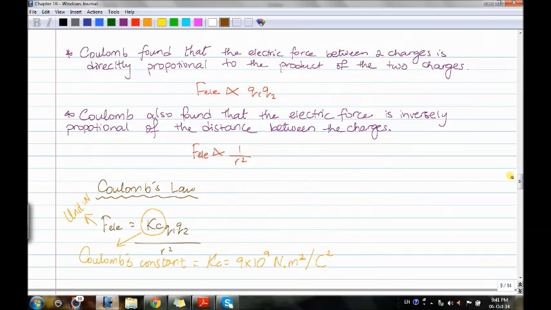Now Coulomb found that the electric force between two charges is directly proportional to the product of the two charges. So it is directly proportional to the charges. Coulomb also found that the electric force is inversely proportional to the distance between the charges.